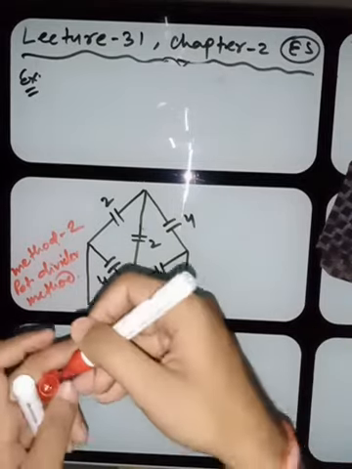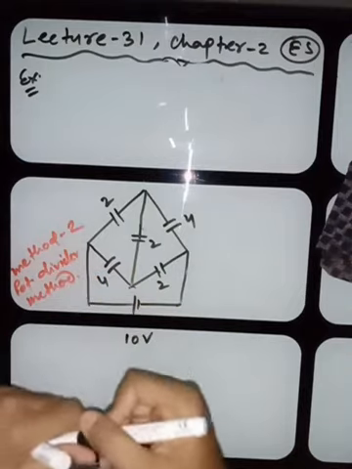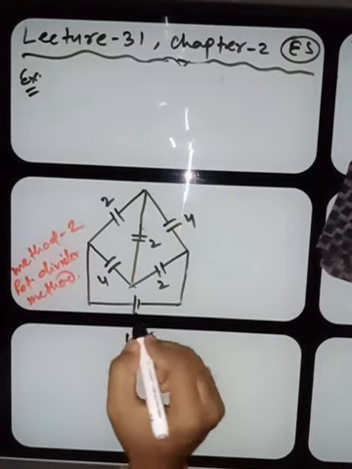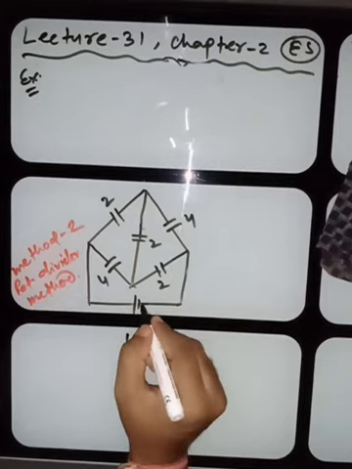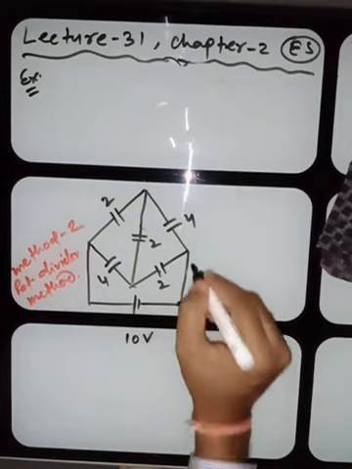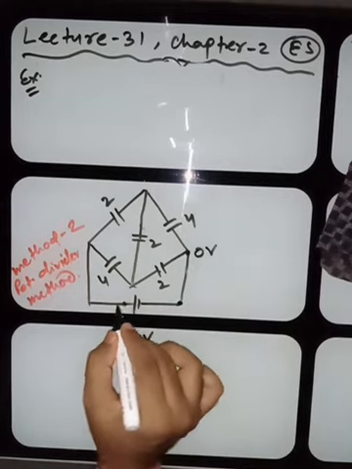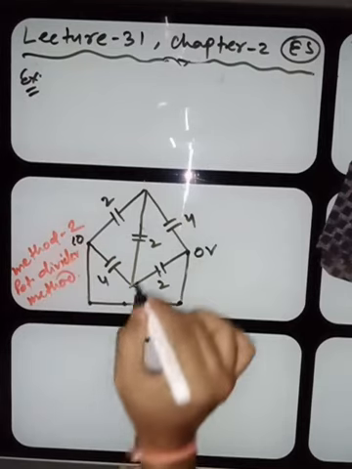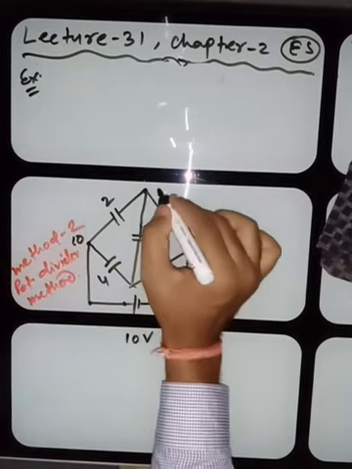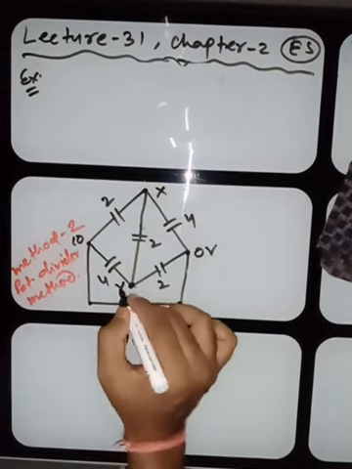My dear student, to use this potential divider method, remember you have to find the potential. Suppose the potential of the circuit over here is 10 volt. What will be the potential at this point? 0. What will be here? Of course, 0 volt. Potential over here is 10 volt, over here again 10 volt. Do you know the potential over here? No, let it be X. Potential over here, do you know? No, let it be Y.